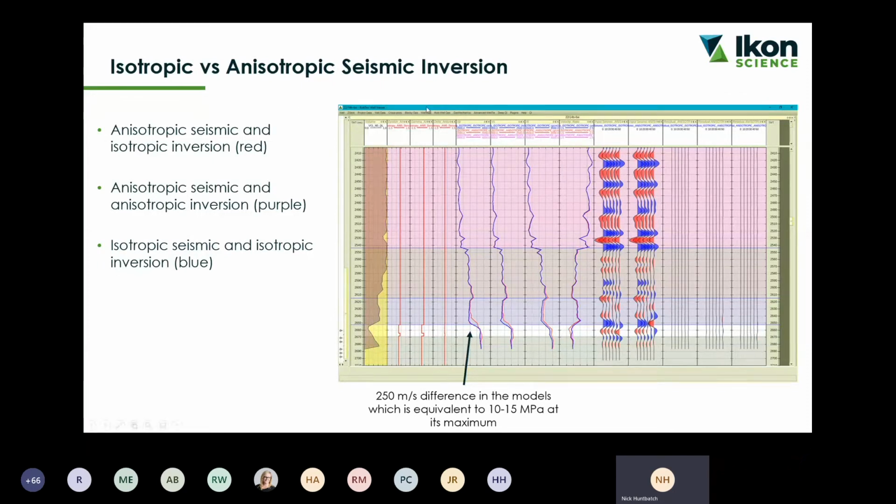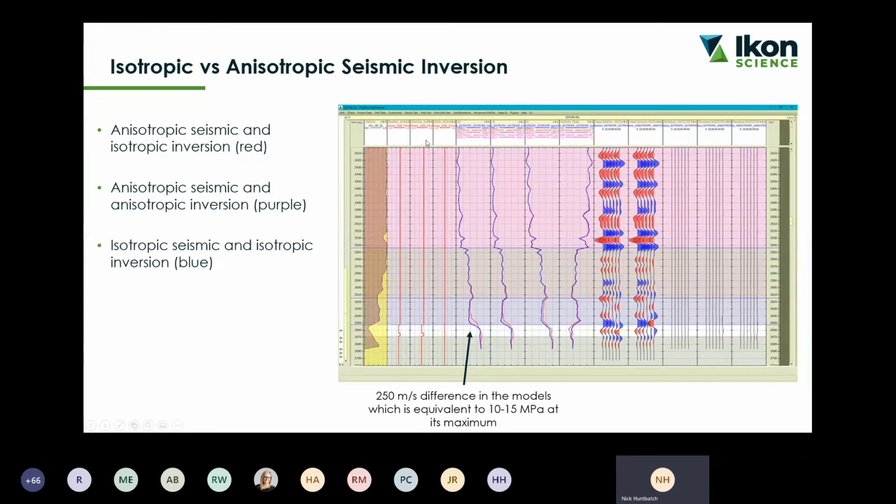So what we have here is the blue, our isotropic case recovered using an isotropic inversion of isotropic seismic data. If we have that anisotropic element in the seismic, but we ignore it in the inversion, we come up with the red trace in here. So this shale cap rock actually has strong VTI, and for this synthetic inversion example, the seismic that's going into the inversion has included that strong anisotropy, but the inversion itself is ignoring it.